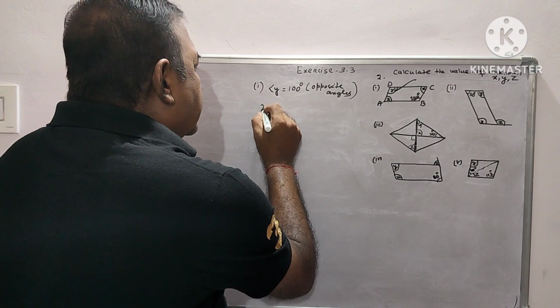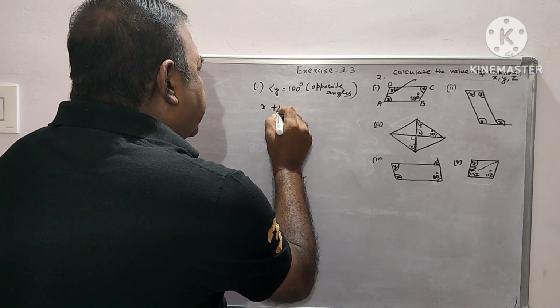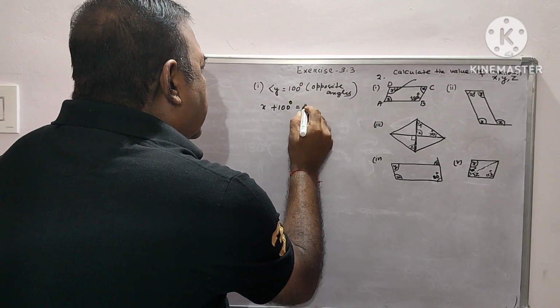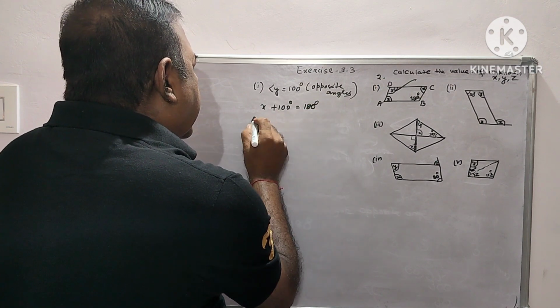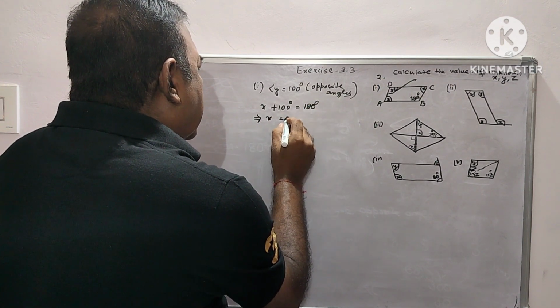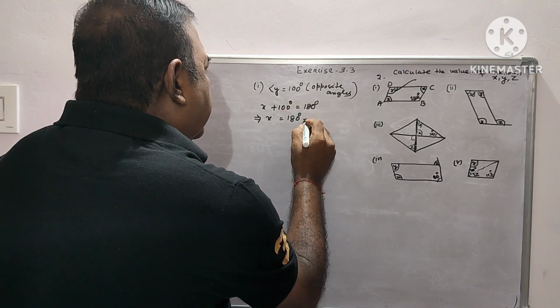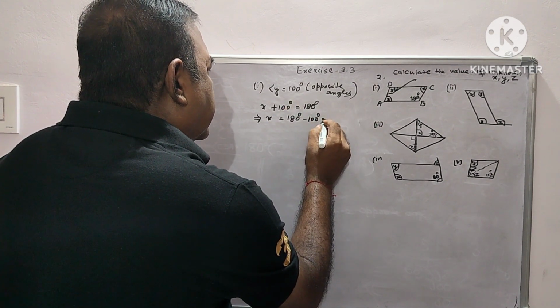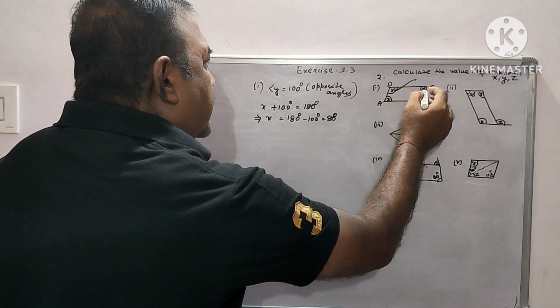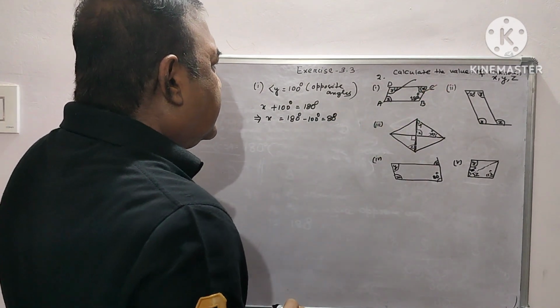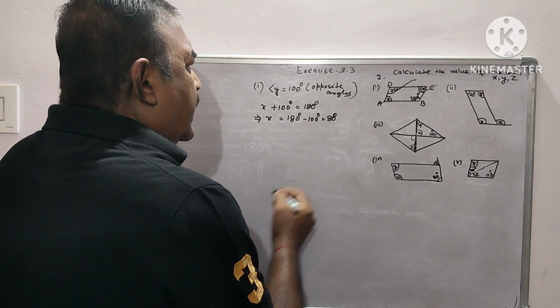So we may write like this, 100 degree plus x is equal to 180 degree. That implies x is equal to, you transpose 100 degree to the right hand side, so 180 minus 100 degree, that is 80 degree. So we got this value. This is 80 degree.